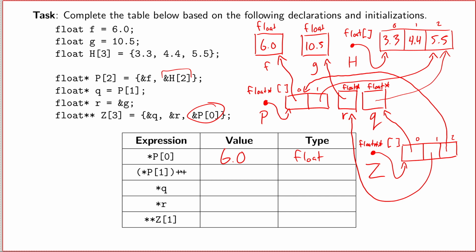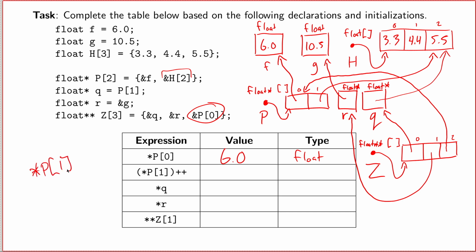Okay, and we'll just have to hack away at that. So what's p sub 1? P sub 1 is this box. What's star of p sub 1? Star of p sub 1 is up here. It's this value 5.5. So star p sub 1 would actually be h sub 2. So I'll just scribble that in over here.